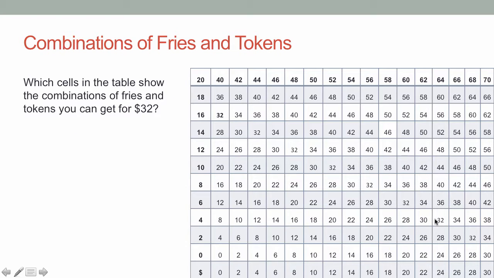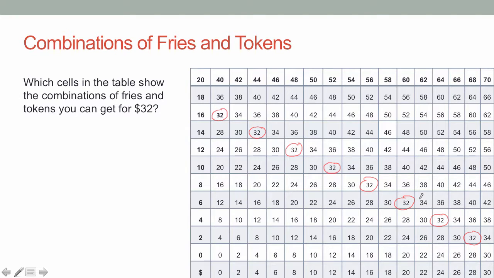So which cells in the table show all the combinations of French fries and bus tokens that we can get for $32? Well, let's circle all of them. I can buy 16 bus tokens and no French fries, 14 bus tokens and 4 French fries, 12 bus tokens, 8 French fries, 10 bus tokens, 12 French fries, and there's our linear pattern, right? So if this is Pat's 32 bucks, here's all the different combinations of French fries and bus tokens that he could get with his $32.